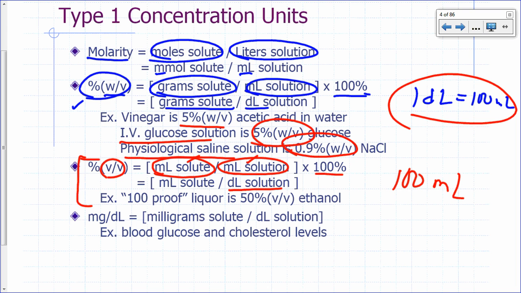So, for example, liquor that is considered to be 100 proof in the U.S. is in fact defined to be 50% by volume ethanol. It has ethanol that's 50% by volume. A commonly used unit in medicine is milligrams per deciliter. So that tells you how many milligrams of solute you have in a deciliter of solution. Blood glucose levels, cholesterol levels, your cholesterol number, that's actually expressed in milligrams per deciliter.